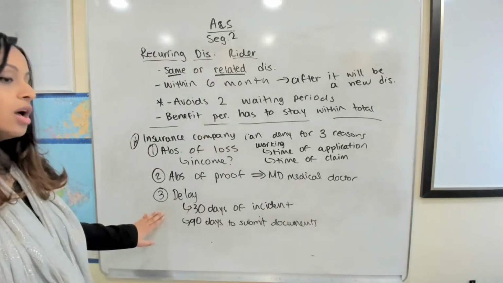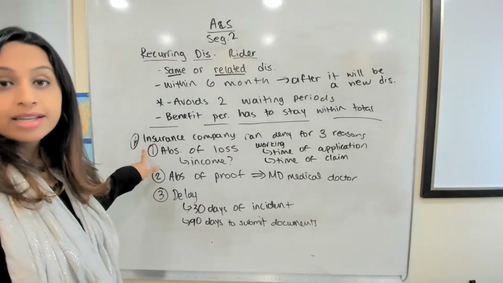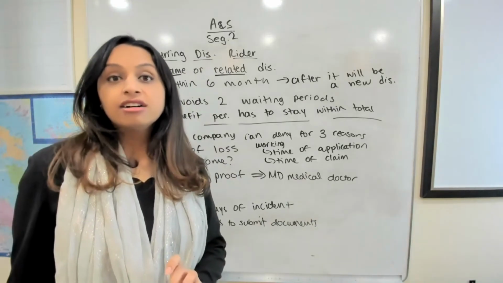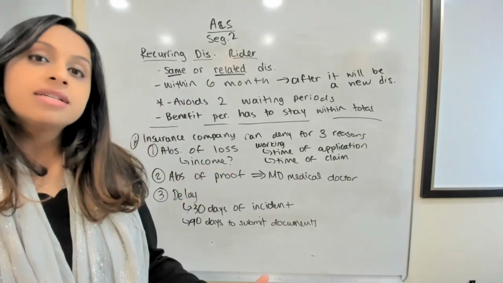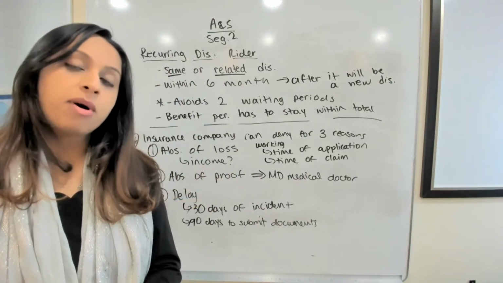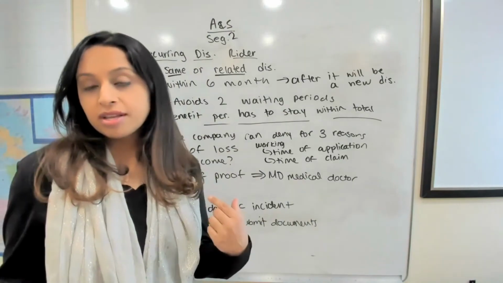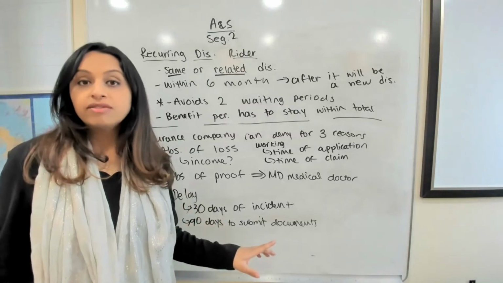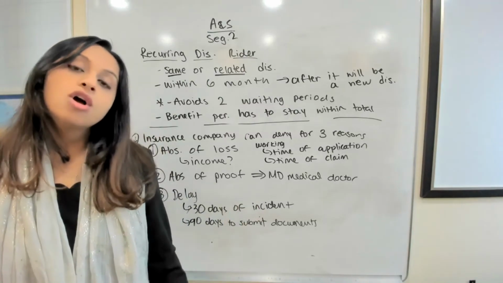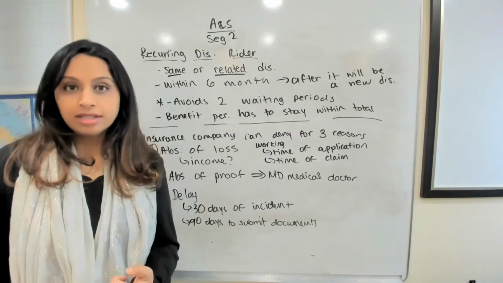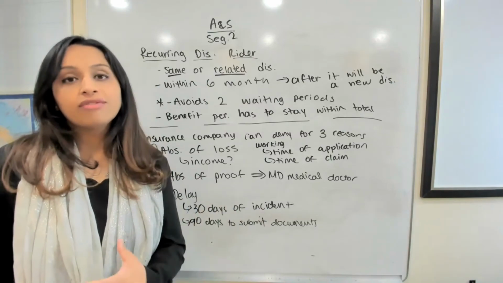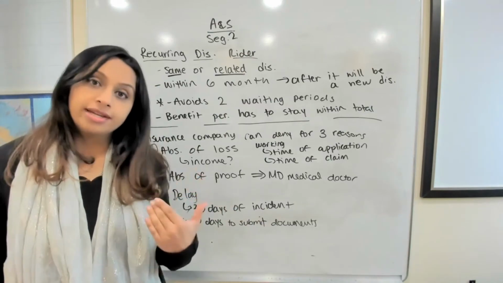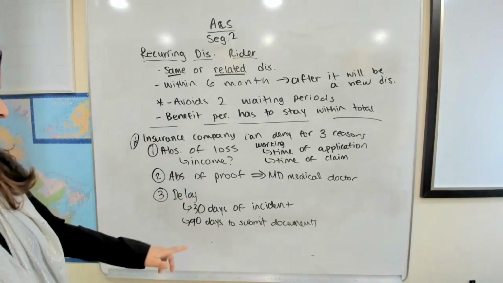And then the third reason, even if you have these two things, why they can deny the claim is delay. So if you have delayed filing your claim. The rule of thumb is, as soon as you can with accident and sickness policies, you should file. Within 30 days of the incident, whenever the injury happened, you have to file the claim. Sooner the better, of course, but you have 30 days. If you wait longer than that, you might just be denied because it's too late, right? So you have to do it in a certain amount of time.